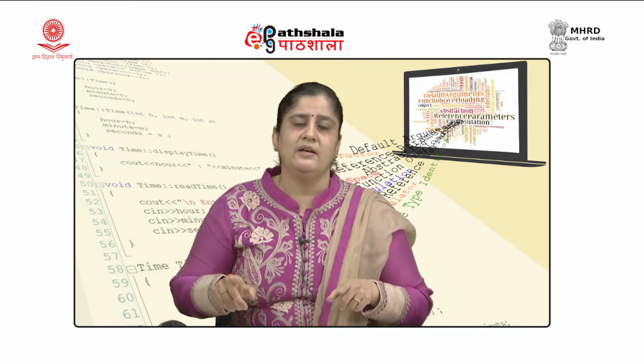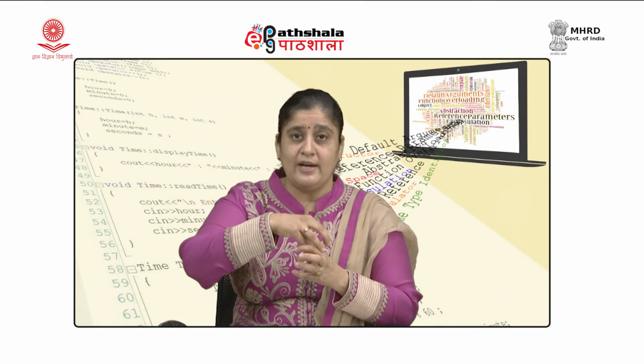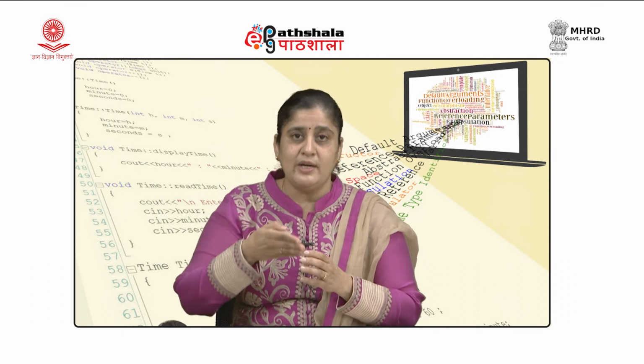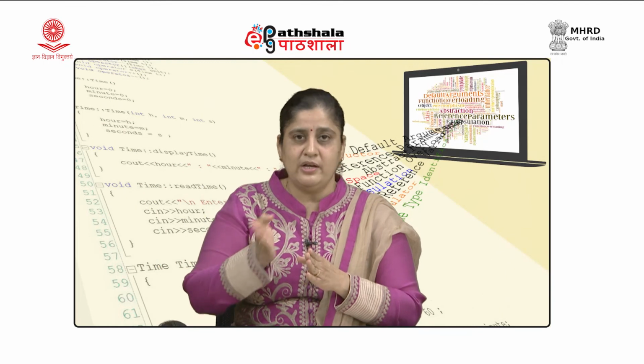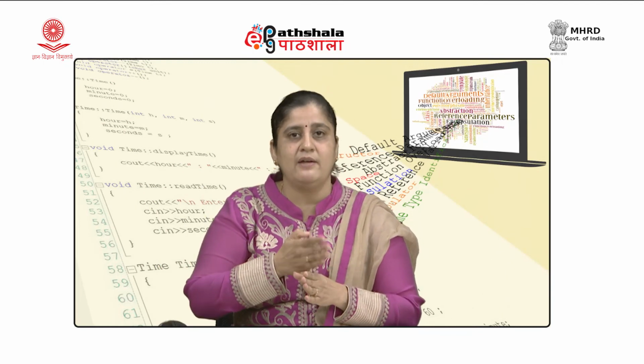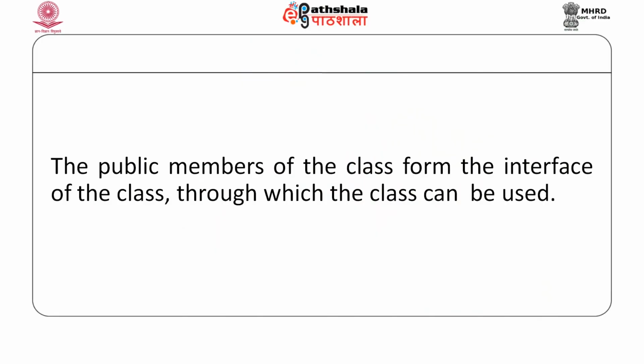We are defining the class to define a data type called time, and we would like to use this data type. For using that data type, the interface for us to have access to that data type will be the public members of the class. The public members of the class form the interface of the class through which we can access the class, or through which the class can be used.